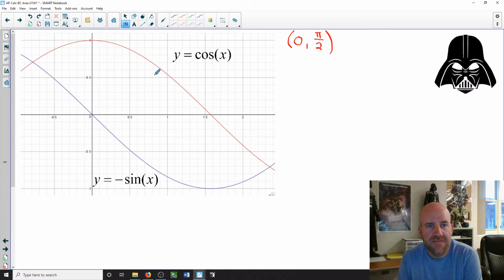So top minus bottom, we have a top function of cosine and a bottom function of negative sine. So let's go ahead and set our integral up. So we're going from 0 to pi over 2. Top function minus bottom function. So negative sine, that would be a plus sine because we're subtracting.